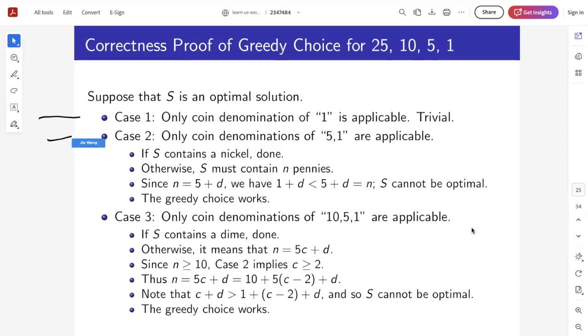And case 2, now only coin denominations of 5 and 1 are applicable, which means n is less than 10. Then if S contains a nickel, we are done, because that's a greedy choice. Otherwise, that means S contains n pennies. Then we'll figure out this is not optimal. So what that means is that we are comparing. First of all, let n be 5 plus d.